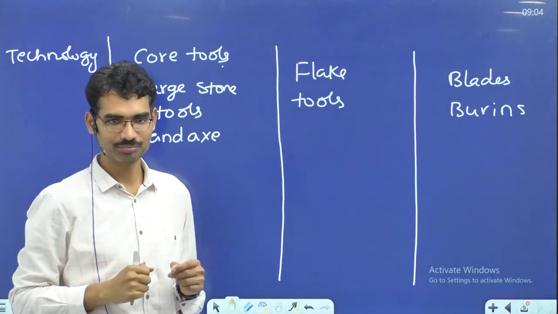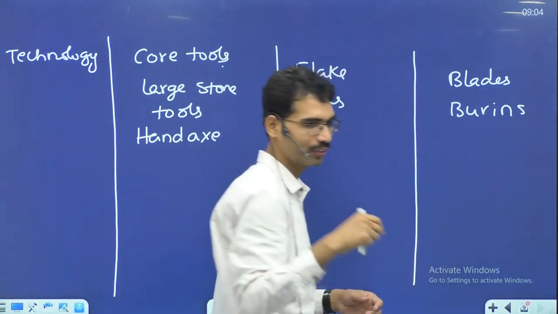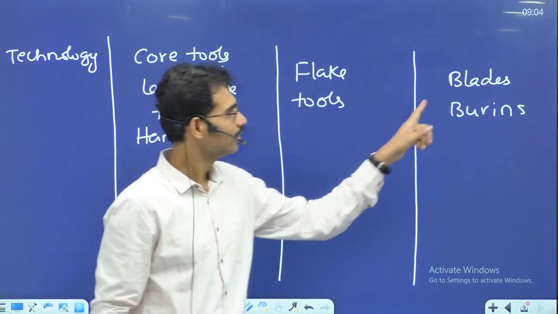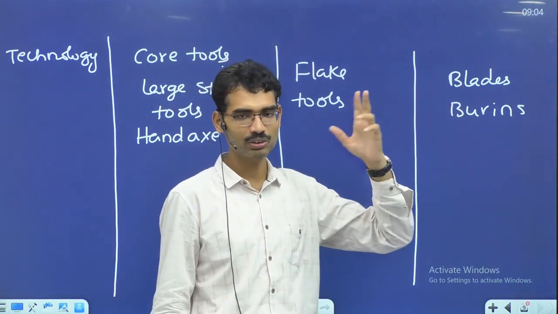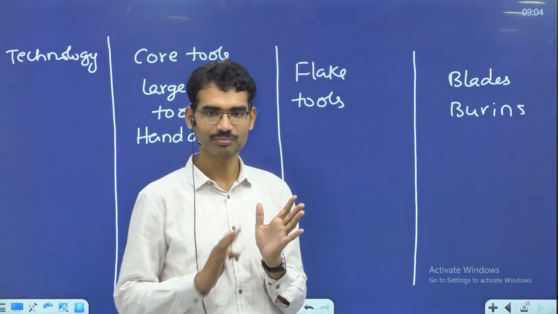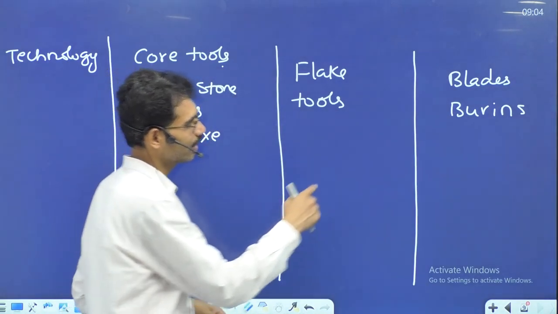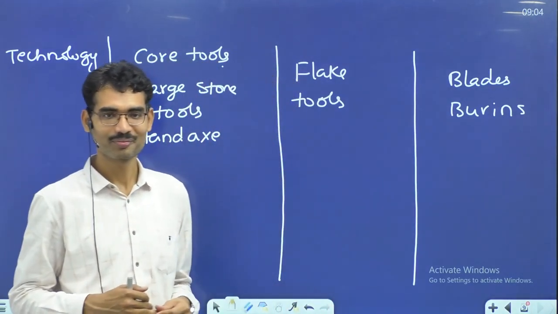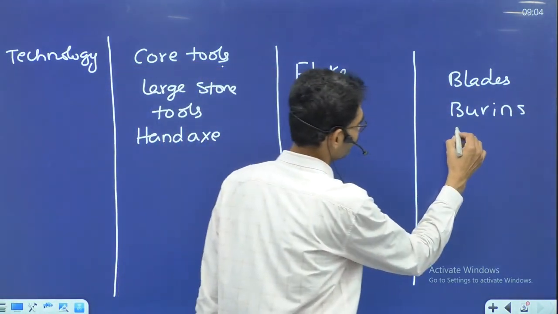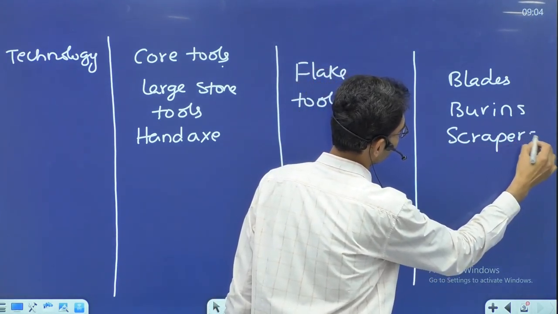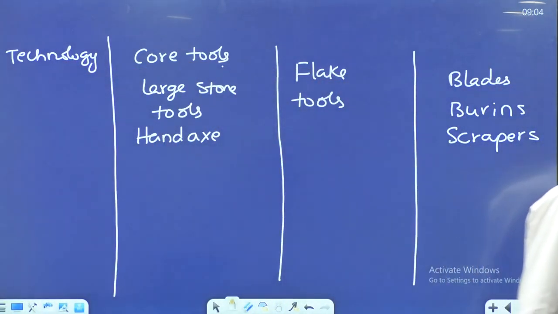Burin means like a screwdriver, kind of, for a boring purpose, for drilling, boring. With stone tools only, these are all. Blades means two sides sharpened, for cutting. Burins is for digging purpose. Yes, this is burin. Blades, burins, and sometimes scrapers also. Scrapers.